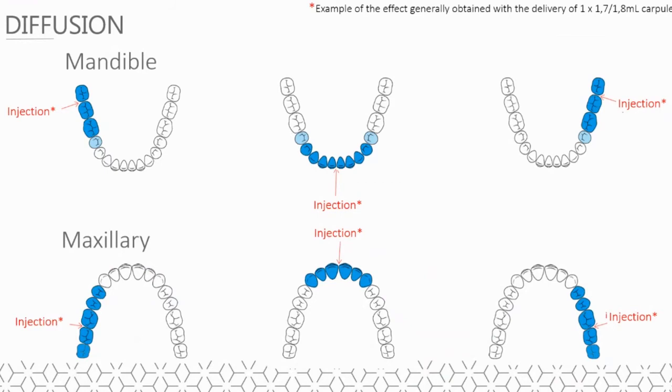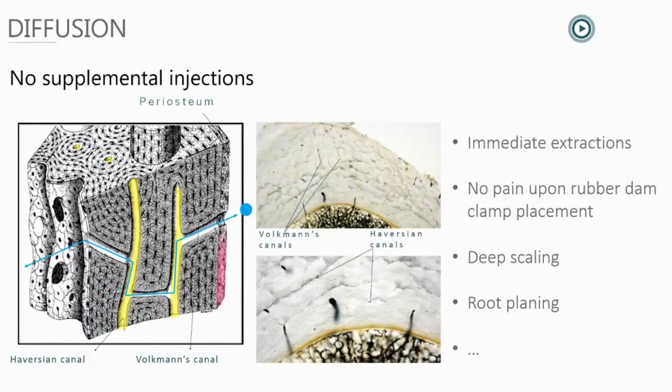Taking this into consideration, the quantity of anesthetic injected should be adapted to the volume of cancellous bone, to the number of teeth to anesthetize, and to the length of procedure time required. This slide shows an animation of the diffusion process.